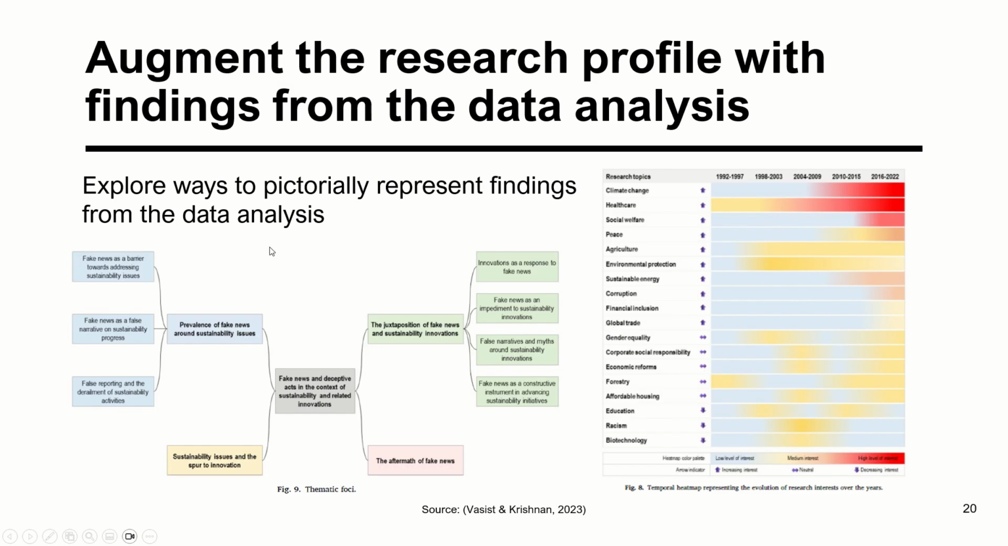And when you talk about the research profile, you could also make it even more interesting by including certain other findings from the data analysis. Over here, the authors actually put together a temporal heat map, which calls out how each of the research topics have evolved or grown popular or have come down in popularity over the years. And here is just an example of how the themes have been identified and what the overarching sub themes and categories are.